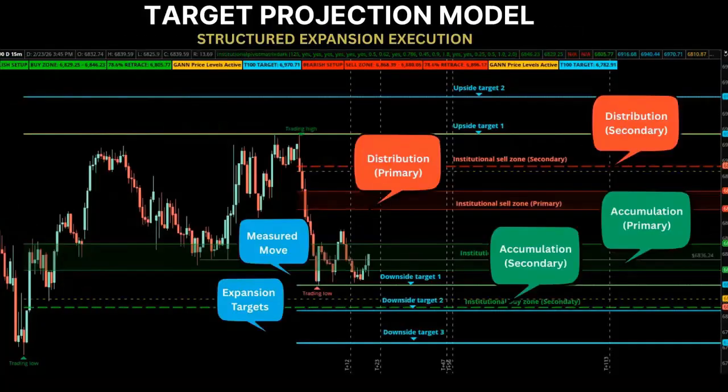Once price exits institutional zones, the pivot matrix projects structured expansion targets. These targets are derived from measured move analysis and expansion modeling. Primary targets define expected institutional reaction points, while secondary targets project extended directional movement.